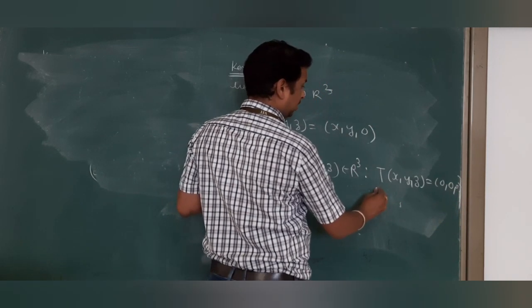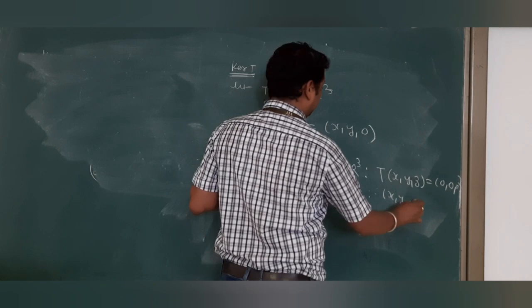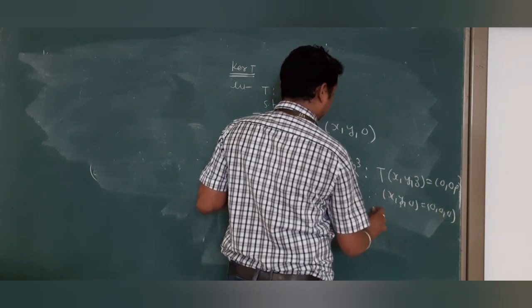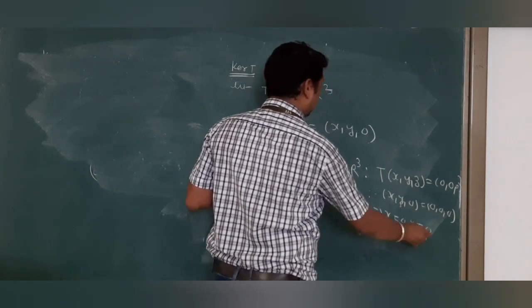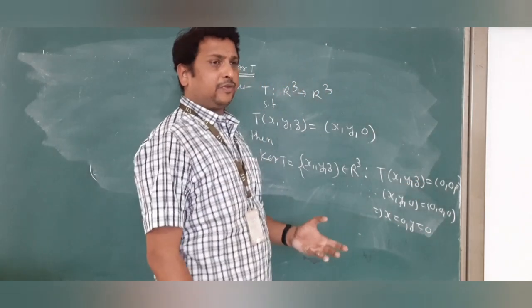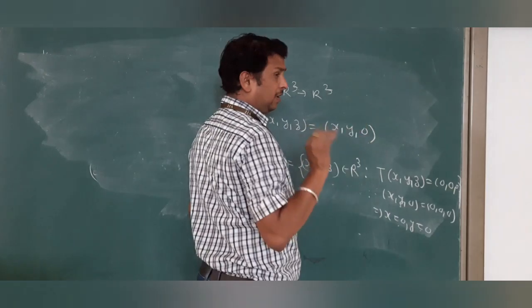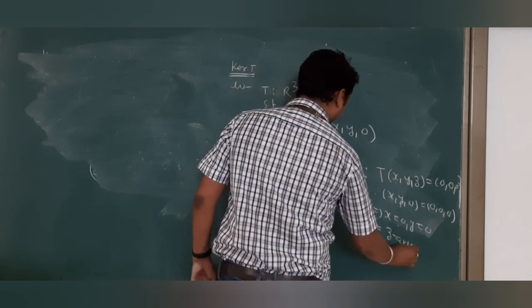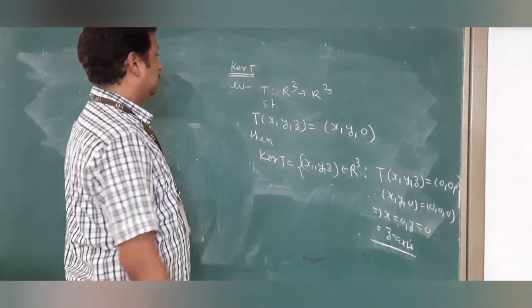Now solve it. T of xyz, what is the value? xy0. It means x is 0, y is 0. For z, no condition is given. Z may be any value. It means x and y must be 0, but z has any value. What is that? That is the z axis. What is kernel of T? Z axis.